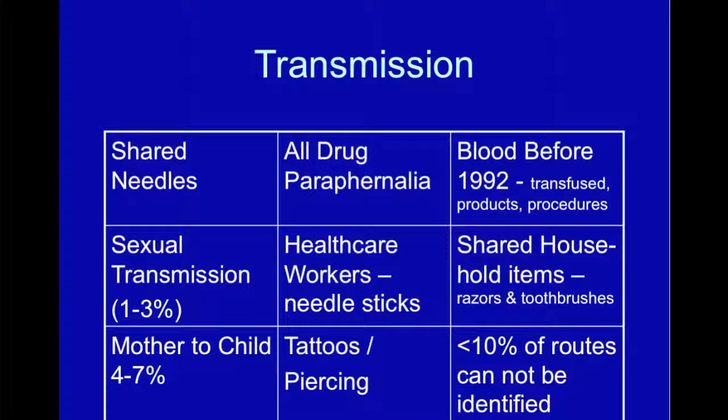Routes of transmission of hepatitis C would include shared needles, all drug paraphernalia, blood before 1992, sexual transmission. Healthcare workers may be exposed to hepatitis C by needle sticks, shared household items including razors and toothbrushes, tattoos and piercings, mother-to-child transmission, and just under 10% of routes may not ever be identified. When I refer to all drug paraphernalia, I'll get into some more details later, but that would include anything that you would use to cook or inject or snort any types of drugs.